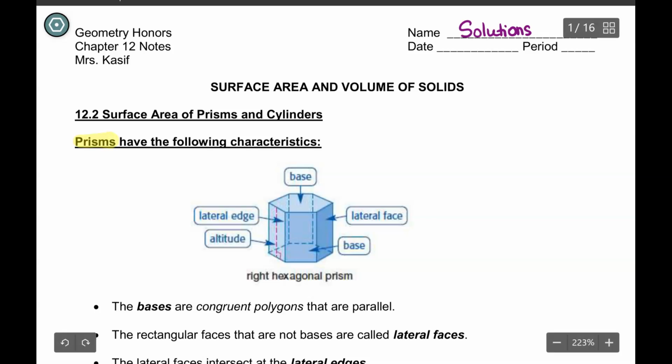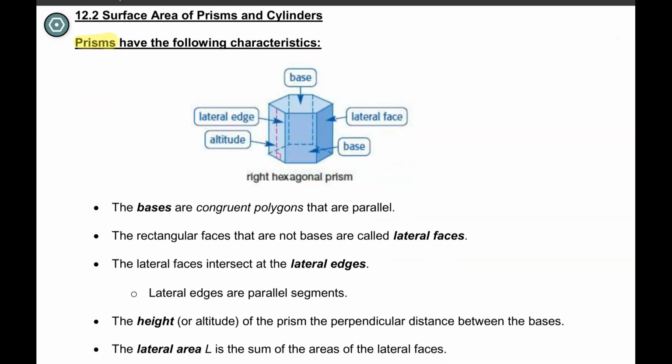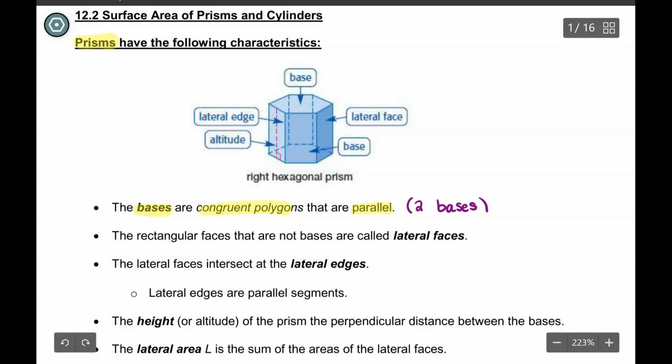They have the following characteristics. First of all, the bases must be congruent polygons that are parallel. In fact, we always have two bases, so you always need to have a matching base 1 and a matching base 2. Keep in mind, a prism doesn't always have to be set on its base, so it can be sitting sideways. So you always look for the two congruent polygons that are parallel, and those are going to be your bases.